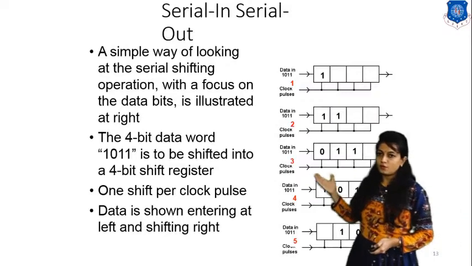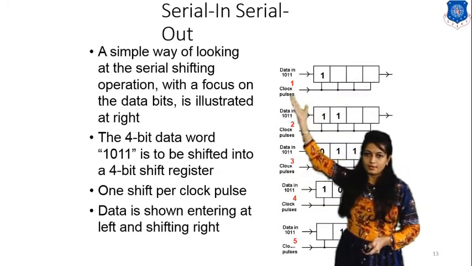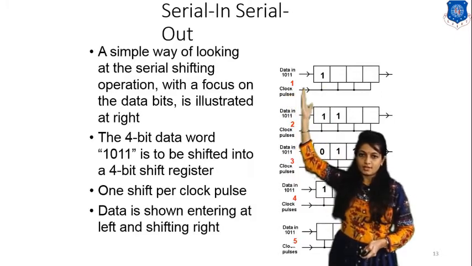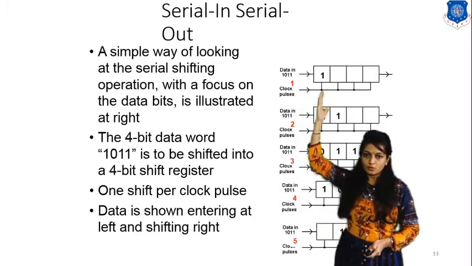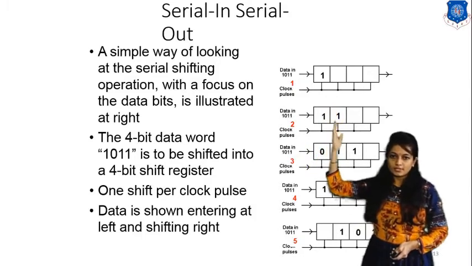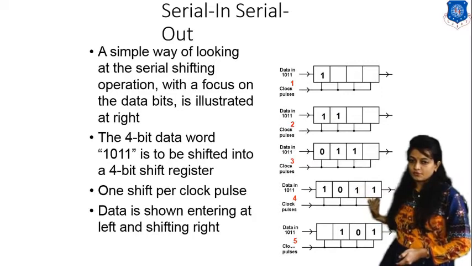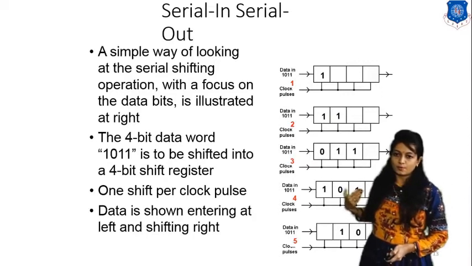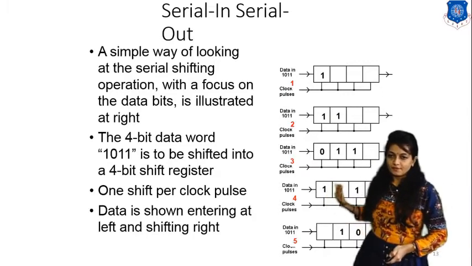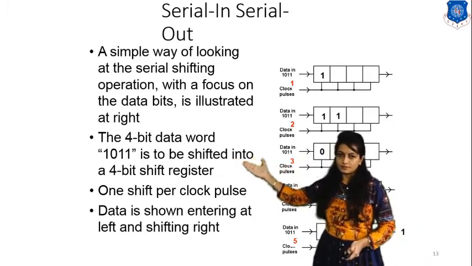This is a simple way of looking at scalar shifting. Over here, input data in, the input is 1. At the edge of the clock pulse, it will be shifted like this. Again, at the edge of the clock pulse, it will be shifted over here. This is the shift right operation, as we need to shift the data when it is 1011.